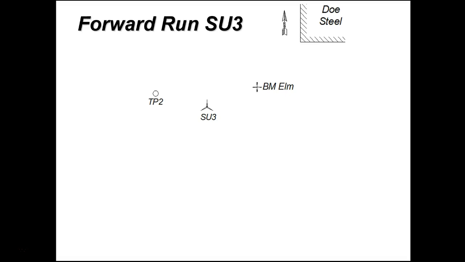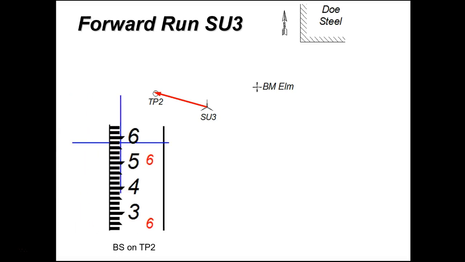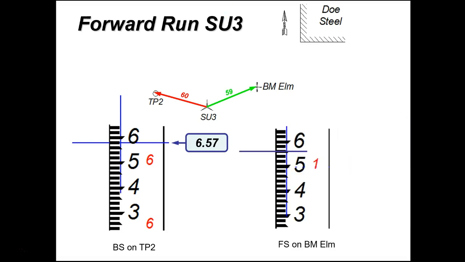So now we're at setup 3. Okay, we're almost to that benchmark elm. We do our back sight on turning point 2. We get a reading of 6.57. We pace it. We pace to the next turning point, which happens to be our benchmark of our elm. We pace that. We look at a foresight onto our elm, and we get a value of 1.55 feet.